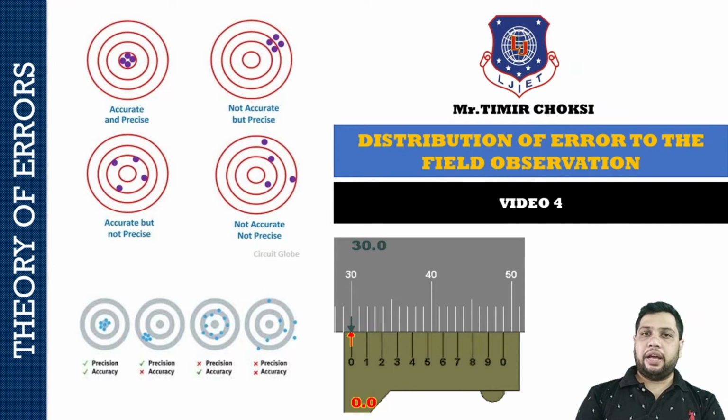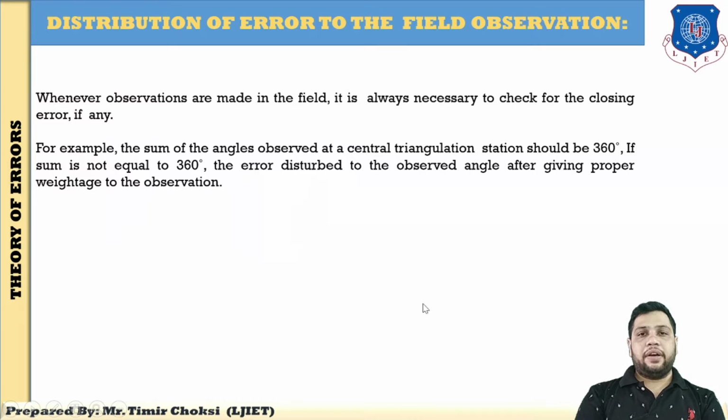Students, in this session I will explain a topic: distribution of error to the field observation. When a surveyor conducts a survey in a field, it is always necessary to check the closing error. Whenever observations are made in the field, it is always necessary to check for the closing error, if any.